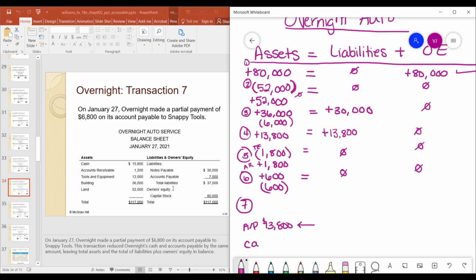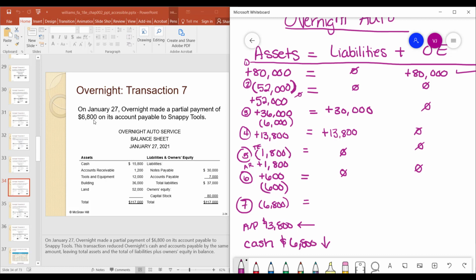Okay, so how do you pay off debts? You pay off debts with cash. So how much cash are they saying they're using to pay off part of that debt? $6,800. So if you were using cash to pay off a debt, what's happening to this cash? Cash is going down, and cash is an asset, so assets should be going down by $6,800.